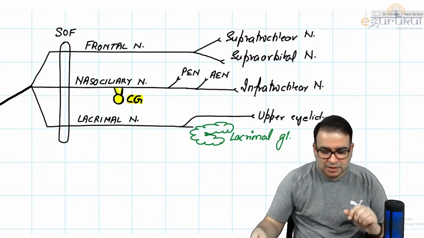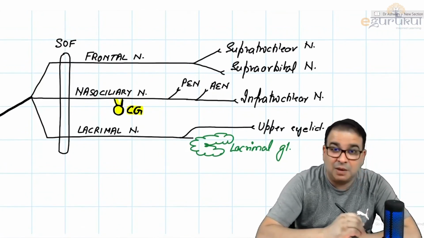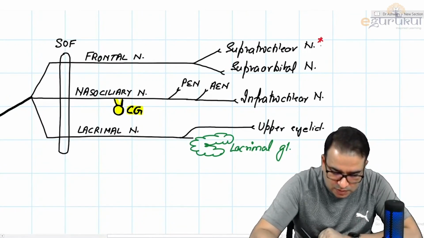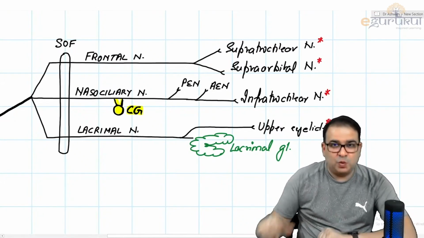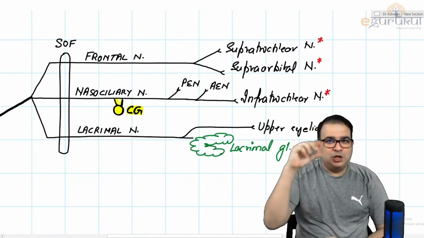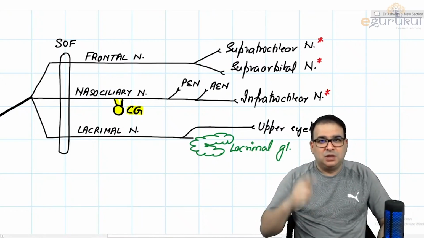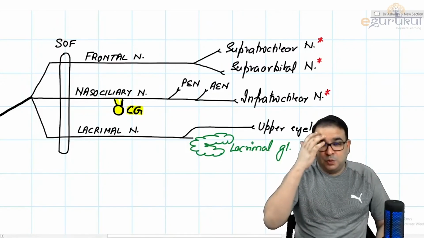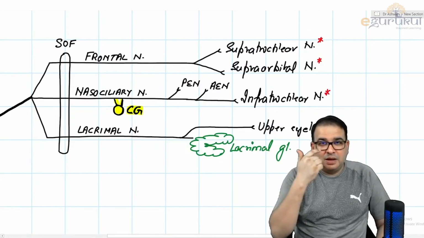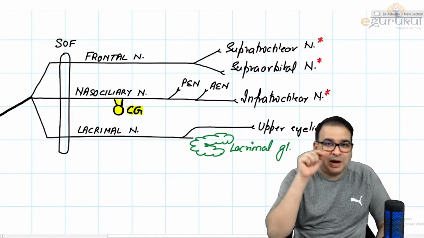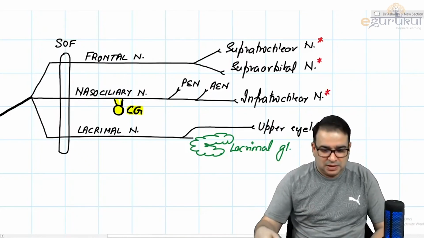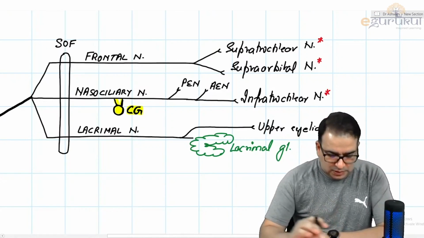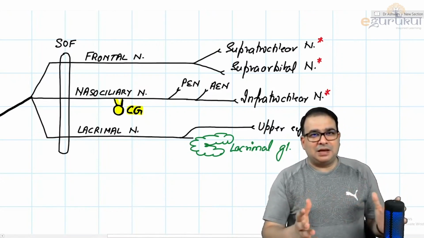But keep an eye on the ones which are coming out. See, this is coming out, this is coming out, this is coming out, this one is also coming out here. So when we talk about the sensory supply of the face, you will see all these small nerves coming out: supratrochlear, supraorbital, infratrochlear, and the branch of the lacrimal nerve. They all will be there and will be supplying the skin of the face. Now, this is just a schematic representation.